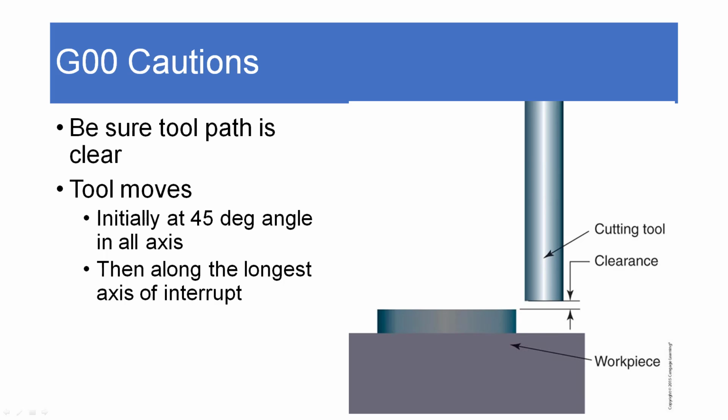Now, the way the tool moves, because I can command this in three axes, X, Y, and Z, initially it moves at a 45-degree angle in all axes, and it does that until it hits the longest axis. And then it's going to move along that axis until it hits its destination. So it kind of moves at a 45 initially, a little bit unlike a G01.